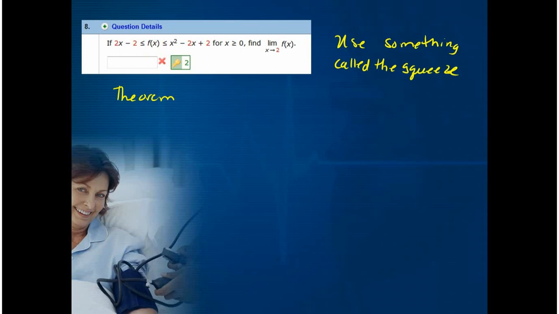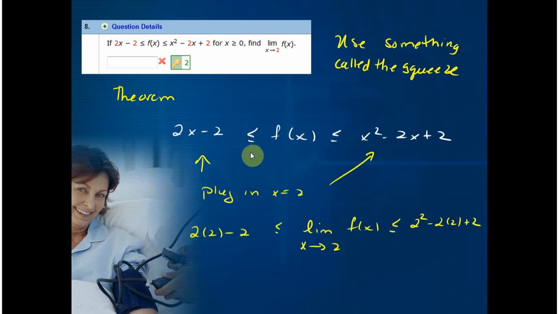Now, we use something called the squeeze theorem, which says that I can just take the limit all the way across on this inequality. It turns out that if I just plug in x equals 2, because I'm taking the limit as x goes to 2, into this left side and into this right side, the limit of the inside is actually between the limit of these two pieces at x equals 2, which I can just plug in the number because there's no weird thing with denominators in it like we had in number 7.